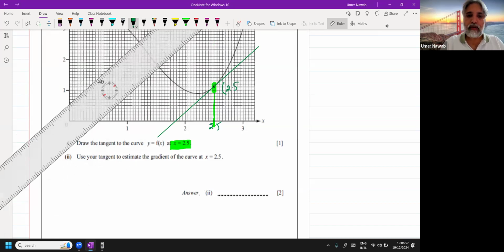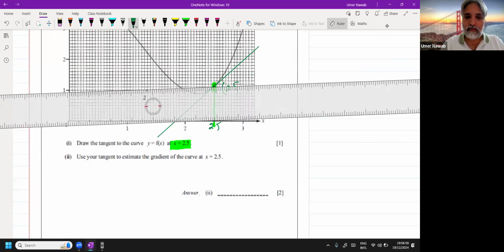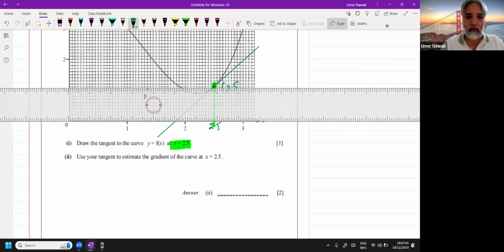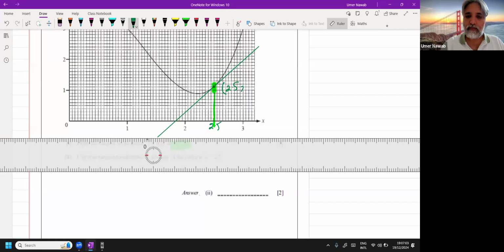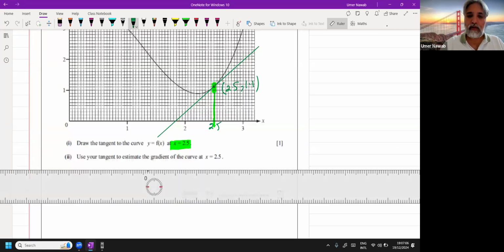Now this point is x is 2.5. And what is the y coordinate? Can I check? My y coordinate will be 1.1. Can I check where it cuts the x-axis? It looks like 1, 2, 3, 4, 5, 6, 7, 8. I think it's like 1.85.